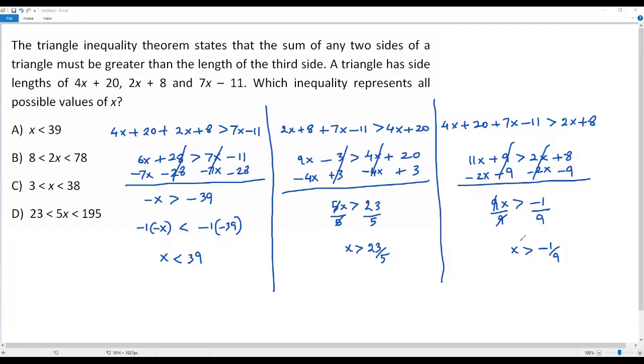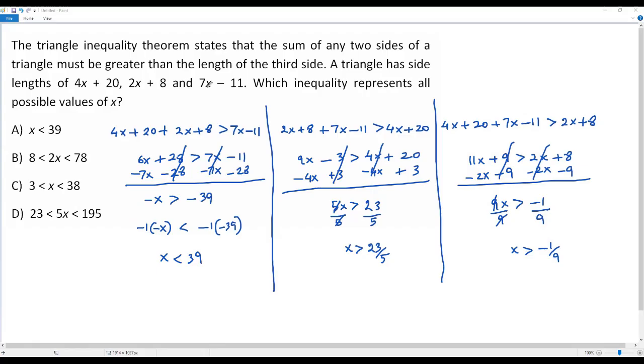And particularly when I consider the third result, that is x is greater than negative 1 over 9, here we have both negative values and positive values for x. And let's consider the length of the third side over here, that is 7x negative 11. Here, what can be the possible value of x? The value of x has to be greater than 1, because if the value of x is equal to 1 or less than 1, then this part will become negative.